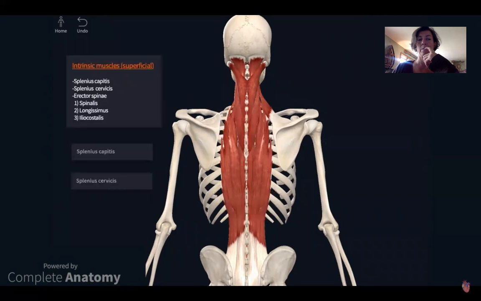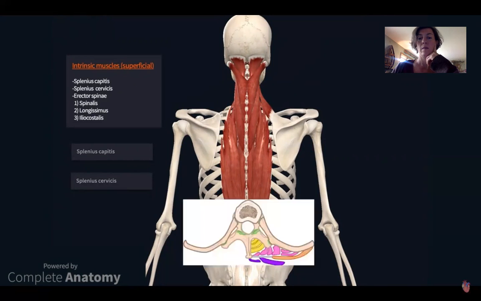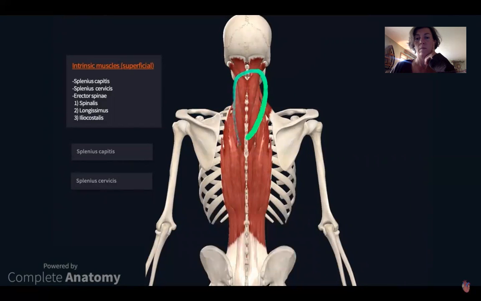The rest of the video will focus on the intrinsic muscles of the back, and I will start with the superficial group. This muscle layer is located here on the schematic. The splenius muscles are the most superior of the superficial intrinsic muscles.